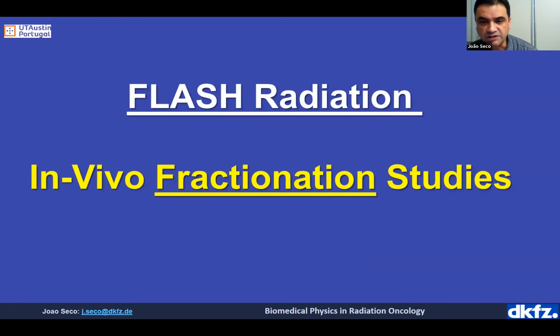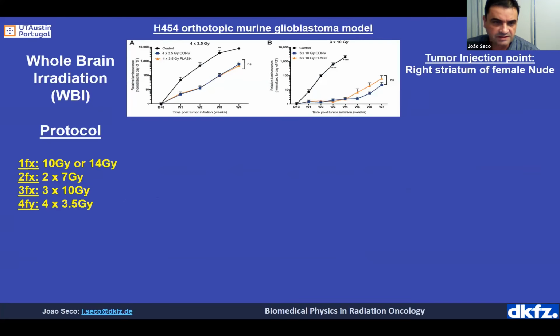Okay, what about fractionation studies? So Montay-Gruel also did recent studies of fractionation. What's the best fractionation for flash to compare? And they published it recently in 2021, I think it is. And here are the different fractionation regimes they looked at. They looked at 1 fraction of 14 gray, then 2 fractions times 7 gray, 3 times 10, and 4 times 3.5. So these are 4 fractionation regimes that they investigated.